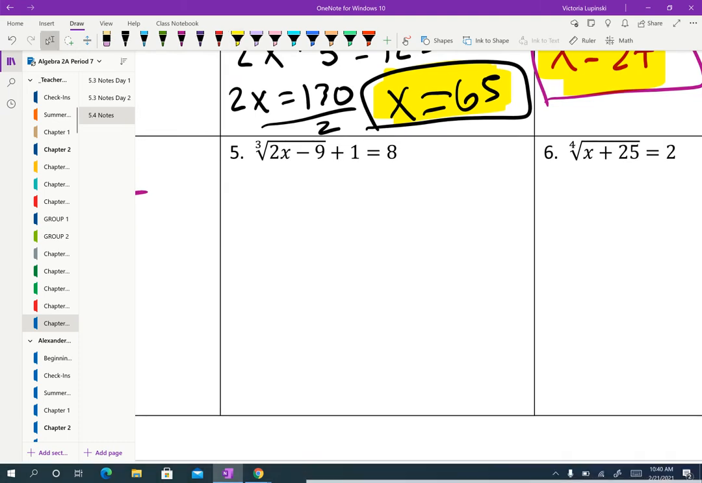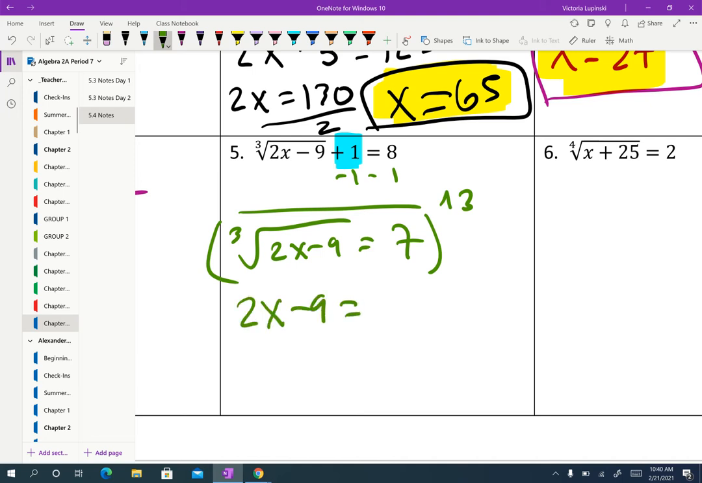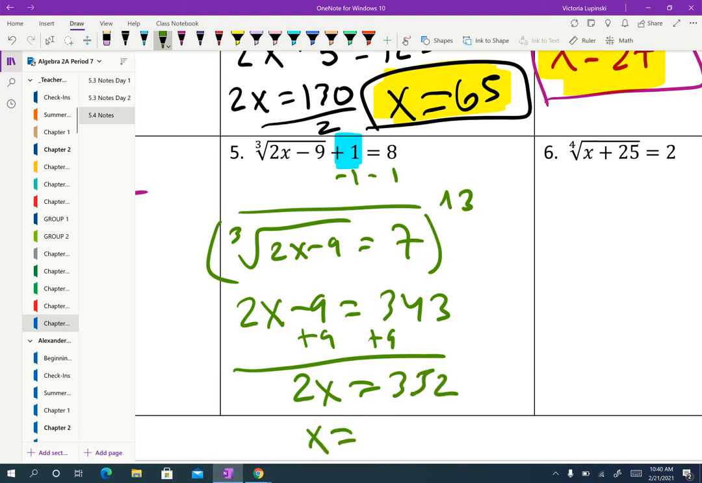Here in number 5, we're going to go ahead and, again, always start with things outside of the radical, if at all possible. So we're going to go ahead and subtract 1 from both sides. That's going to give us the cube root of 2x minus 9 is equal to 7. A cube root is a 1/3 power, so the way you get rid of that is by cubing both sides. So on the left, you're going to get 2x minus 9. On the right, 7 times 7 times 7, again, cheat sheet or calculator, will be 343. Add the 9 to both sides, and you're going to get that 2x is equal to 352. Your final answer, divide by 2, and you're going to get 176.